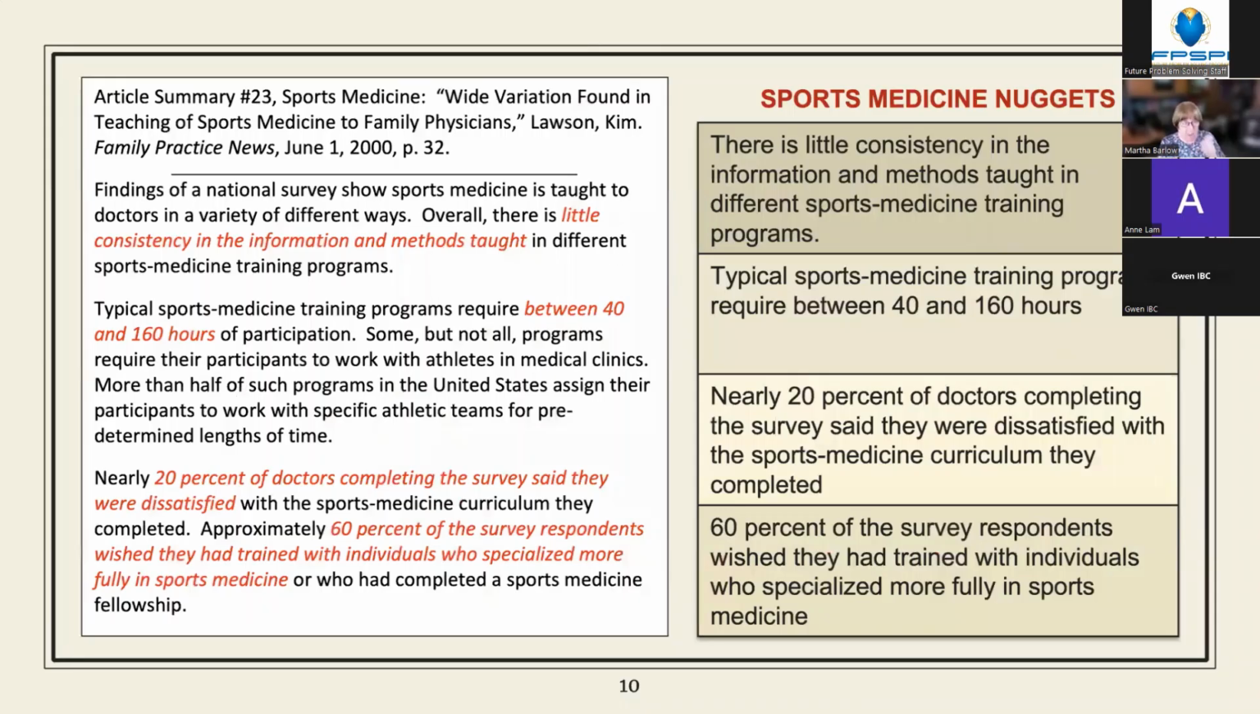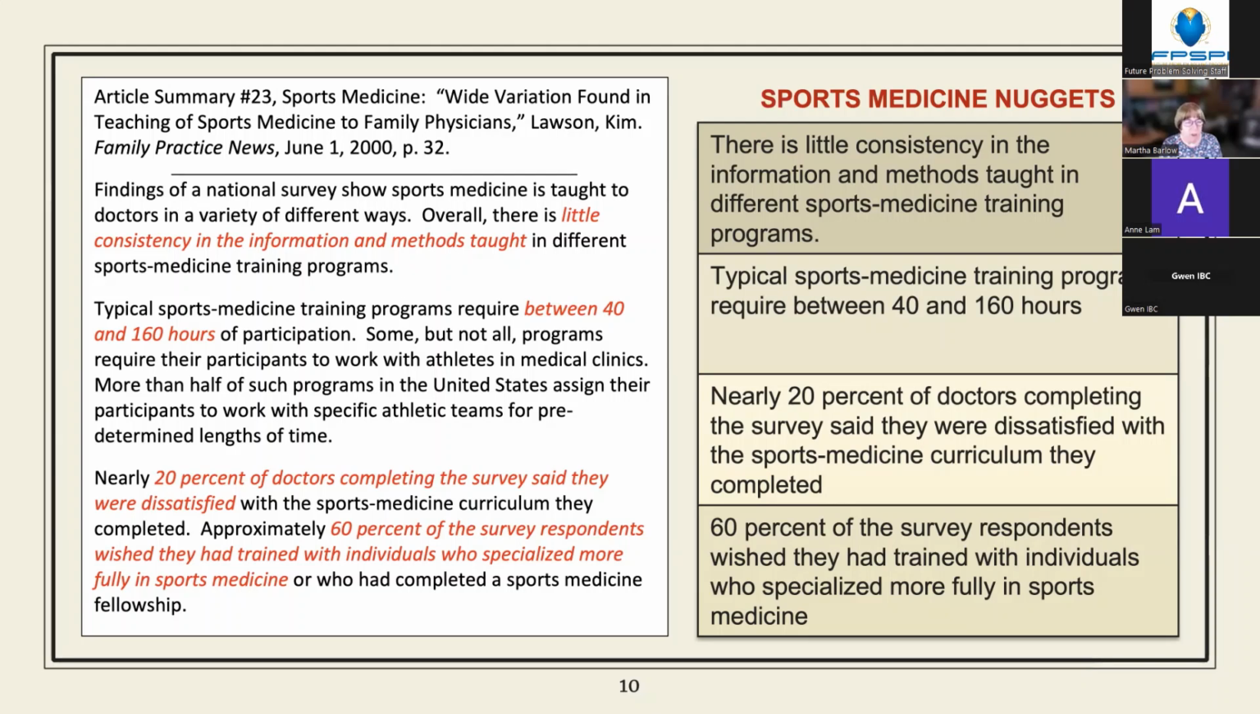Now, here are examples. On the left, there is an article summary from Sports Medicine. This was a topic a while ago. And I've highlighted in red some of the information there that could be turned into a nugget. So the first one says, overall, there's little consistency in the information and methods taught in different sports medicine training programs. So that's one little piece of information that could be a nugget. So you'll see that on the right.